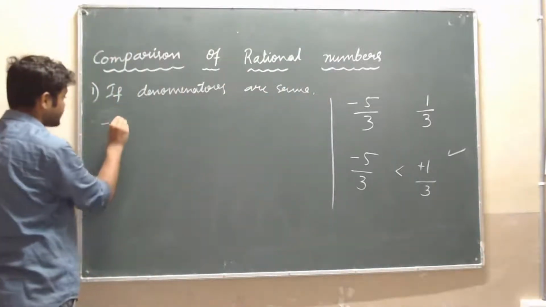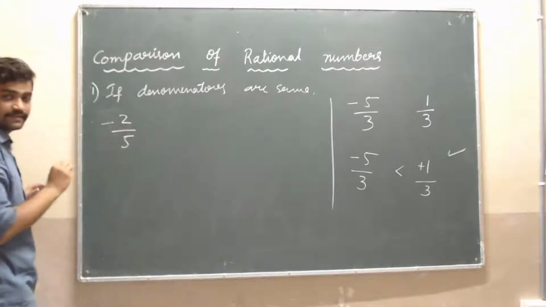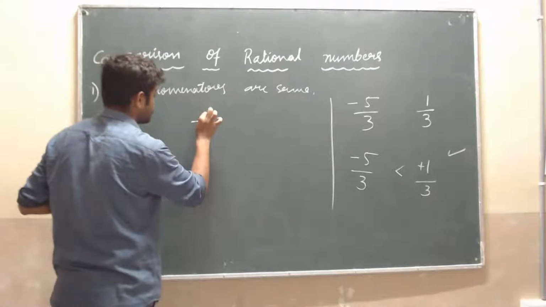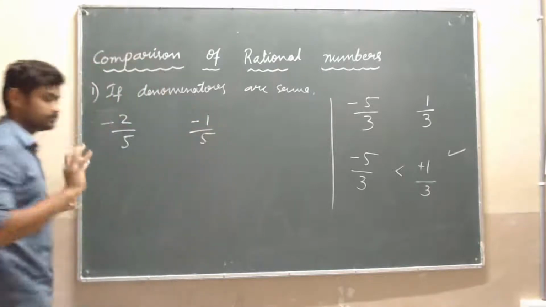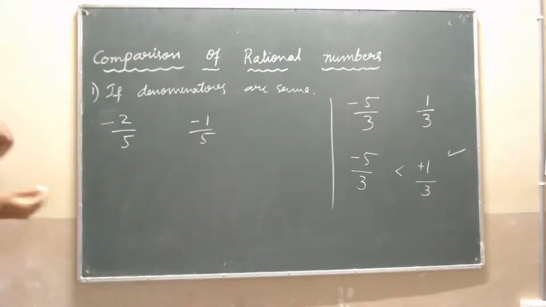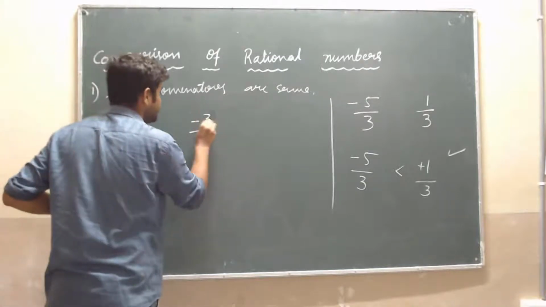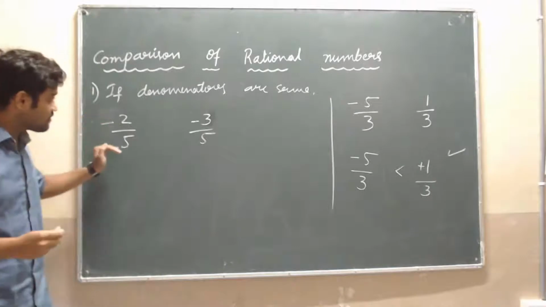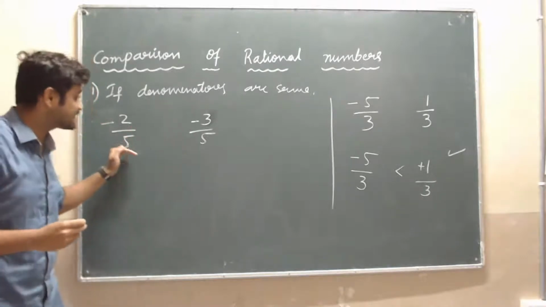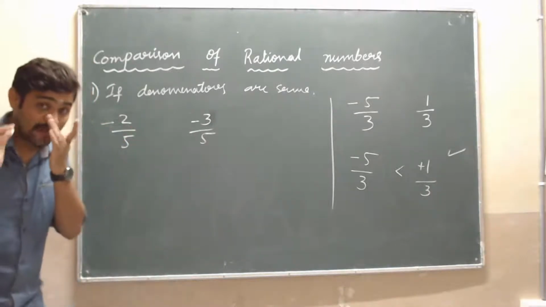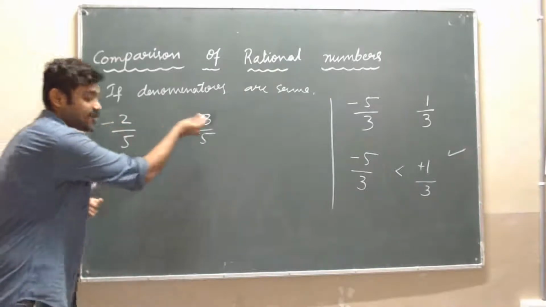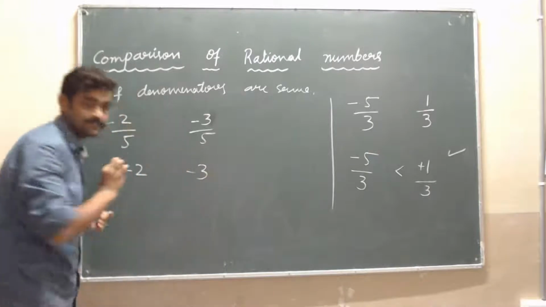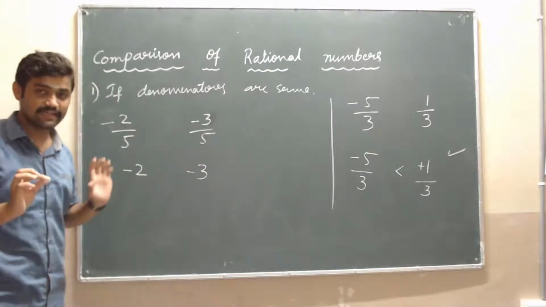That is -2 by 5 and -3 by 5. I will write it, -3 by 5. See here, two rational numbers having the same denominator, that is 5. Then we have to compare the numerators. See, -2 and -3 are there.